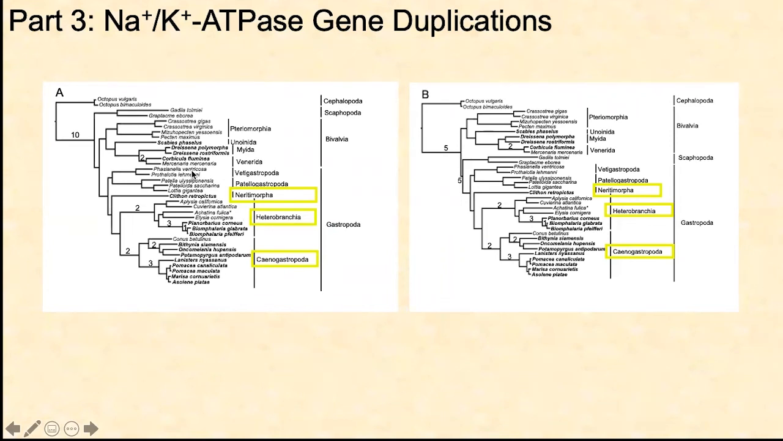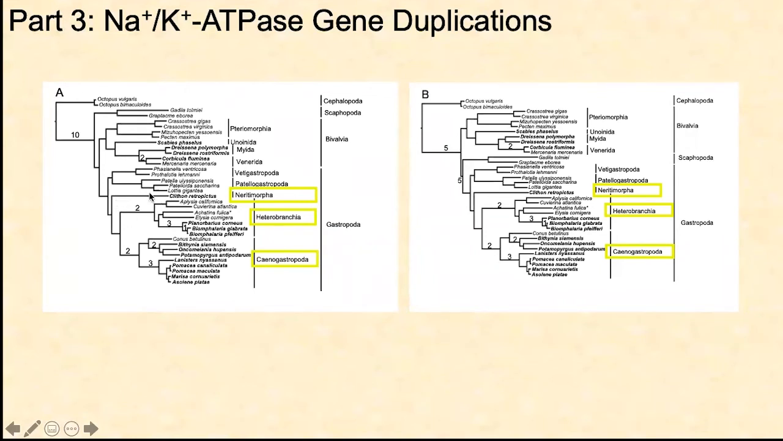I have representatives from the marine groups outside of them, and for the Heterobranchia and Caenogastropoda, I have at least some marine species and some freshwater species. So what we see, this big round of duplications prior to the bivalve gastropod scaphopod split. And then within the gastropods, where you have clades that have become really successful at invading fresh water, you have more rounds of duplications leading to these clades. And again, this is the sodium-potassium duplications.